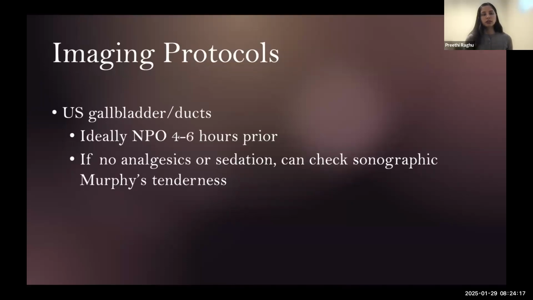And then for imaging protocols, so for ultrasound of the gallbladder and ducts, ideally we want them NPO 4 to 6 hours prior. Otherwise, it becomes sort of a postprandial gallbladder that's very contracted, and it's hard for us to tell if it's inflamed or not because postprandial gallbladders are always with a thick wall. And then if there's no analgesics or sedation on board, then we'll check for a sonographic Murphy's sign as well.